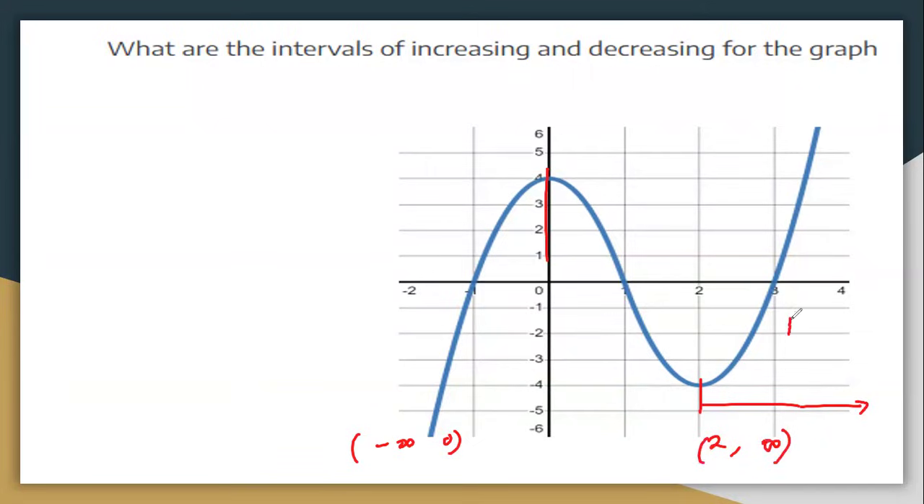That's why we have an increase. So increase, you combine the two regions, negative infinity to 0 and 2 to infinity. Then decrease, it is in between these two here. So it is between 0 and then that 2.